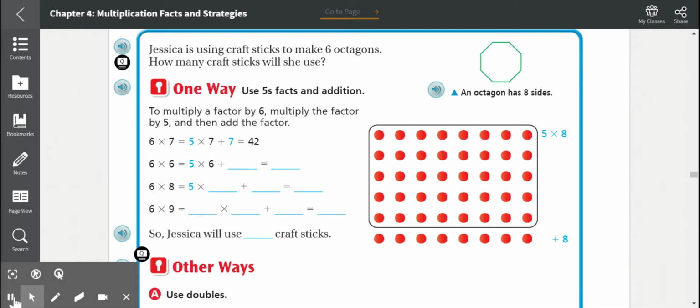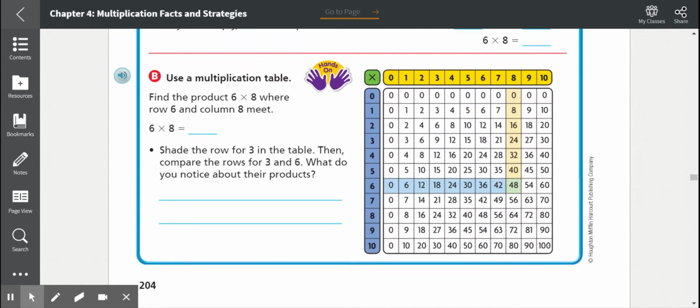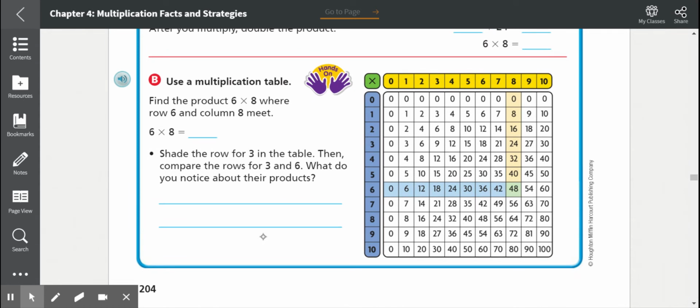Okay, and we're going to skip this first part and let's go to this part down here. This is a multiplication table. So let's find the product for 6 times 8. In this multiplication table, over here, these are factors: 0, 1, 2, 3, 4, 5, 6, 7, 8, 9. And then up here are other factors, 0, 1, 2, 3, 4, 5, 6, 7, 8, 9, 10. So we're doing 6 times 8.